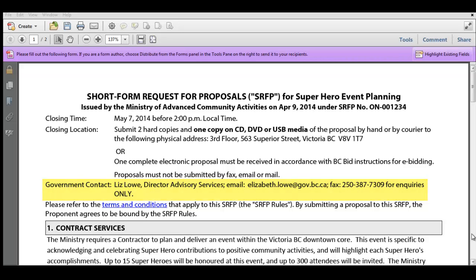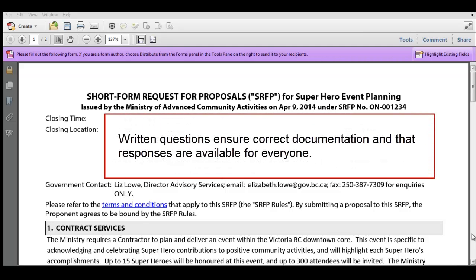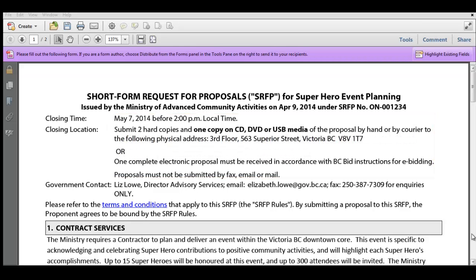The next line talks about the government contact. This is the individual that you would need to get a hold of if you had any questions about the SRFP. It's going to give you a name, a title, an email address, and a fax number. Now, keep in mind, there's a reason there's no phone number here. We don't want you calling the government contact person. We want everything to be in writing, and that just ensures that we know exactly who asked us what and when, and that our responses are done in writing, available for everybody. We'll talk a little bit later about how you get your questions answered.